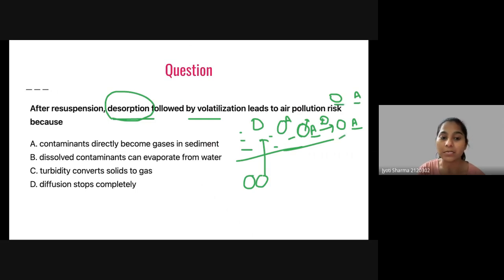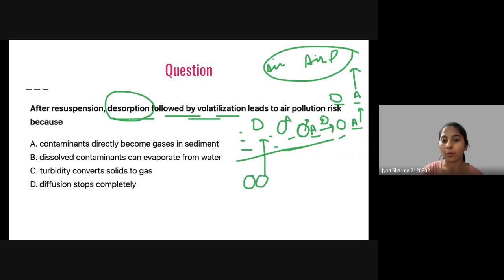Then we said that this is followed by volatilization. A will be vaporized now because it is not attached to the sediment. It is right now in the water, and if there is any turbulence or anything, it will volatilize, it will evaporate, and this A will now go to the air, and that's how it can increase the air pollution risk.